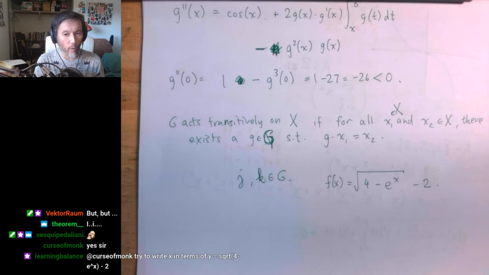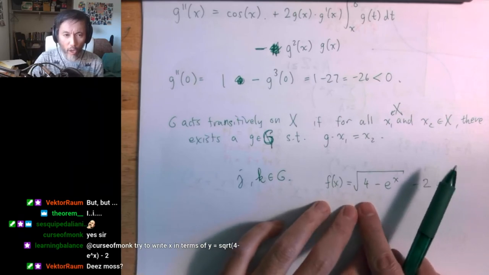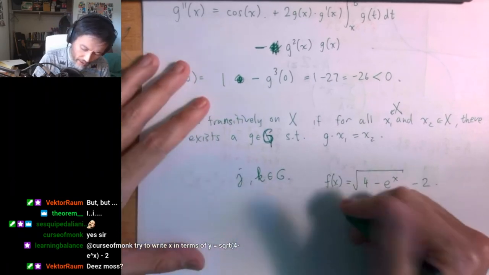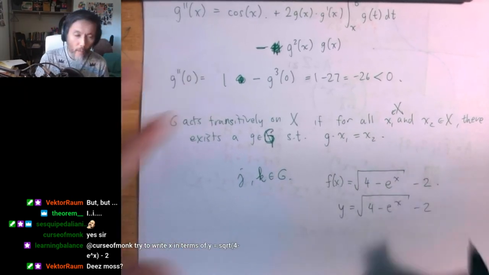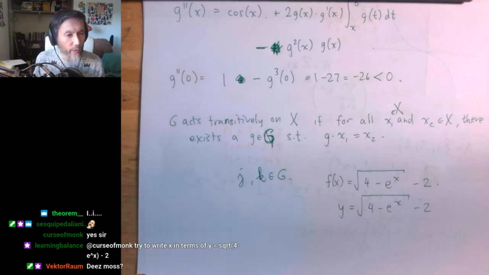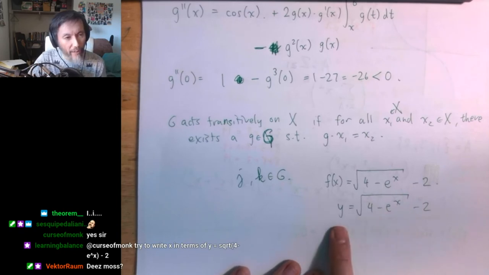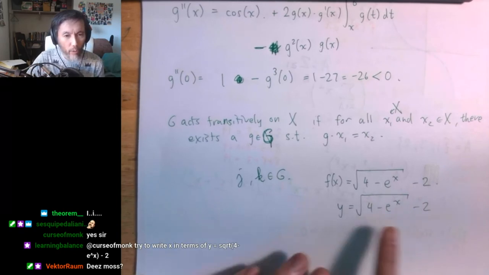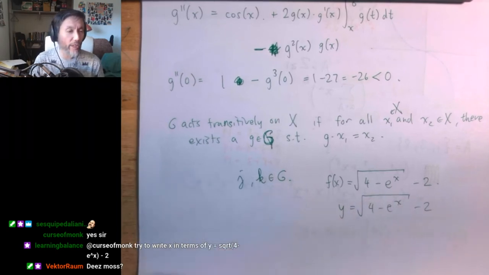But yeah, the idea here is to express... So you write down the equation: y is equal to square root of 4 minus e to the x, minus 2. What you want to do is figure out the x which will give you this y. Right? You want to figure out the x which will give you this y. So what you are going to do is take this equation and try to solve for x. That's the idea.